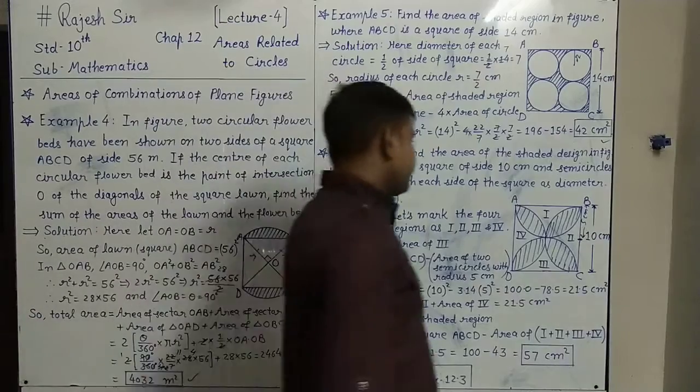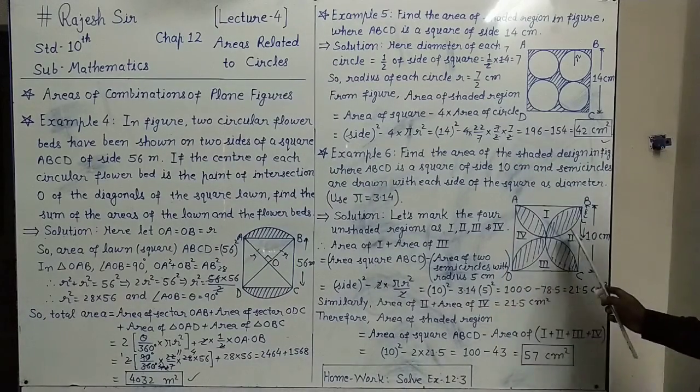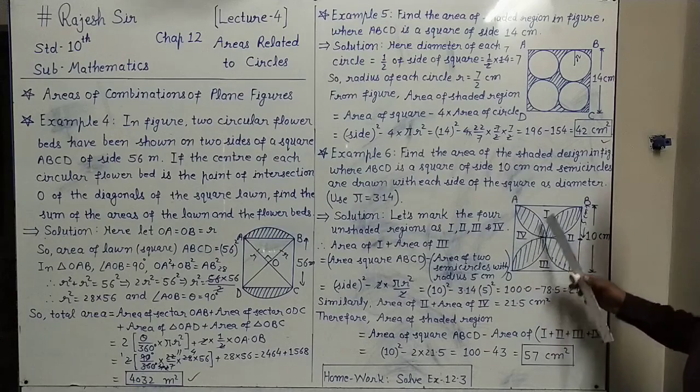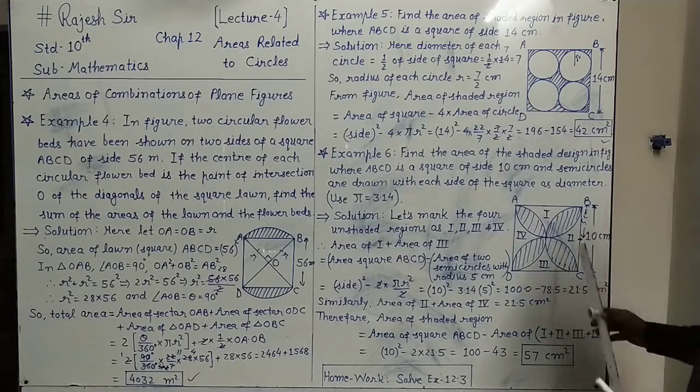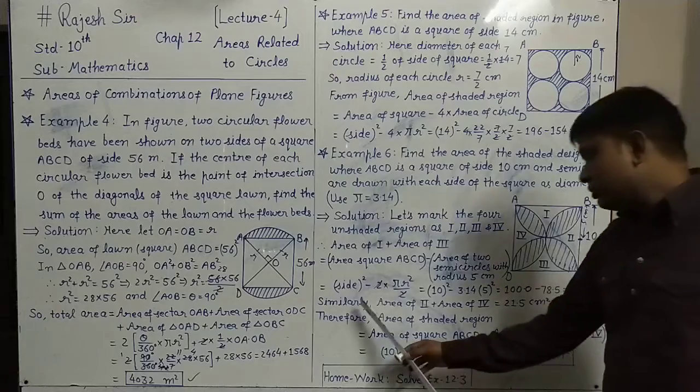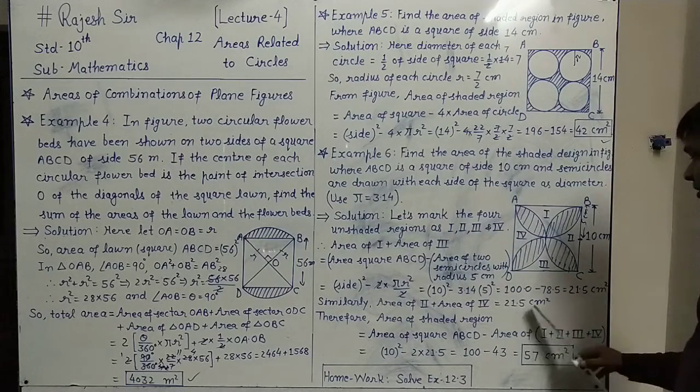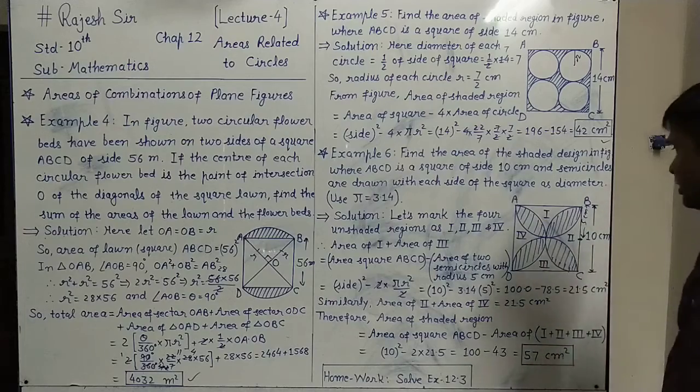Similarly, very similar, the area of the second mark plus the area of the fourth mark will also be the same. It's obvious from the figure, you can understand. So similarly, the area of the second plus the area of the fourth part is also 21.5 centimeters square.